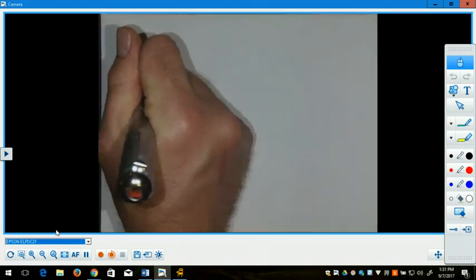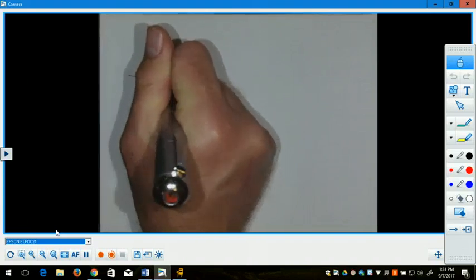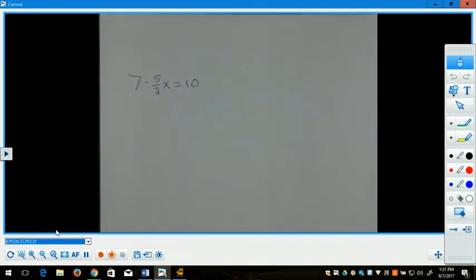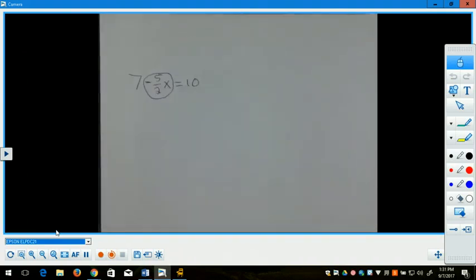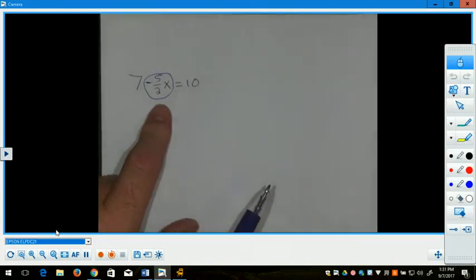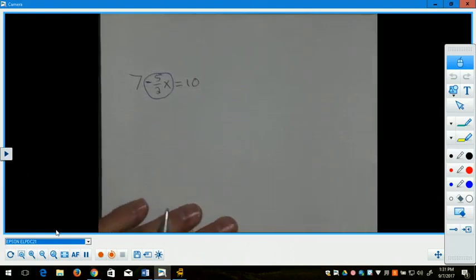Here are some additional examples of what we just did. So here is 7 minus 5/2 x equals 10. In this particular problem, the only fraction that I see, or the only denominator that's bigger than 1, is the negative 5/2, and that is on the variable x. Because of that, I'm going to approach this problem by getting this by itself and then multiplying by the reciprocal.